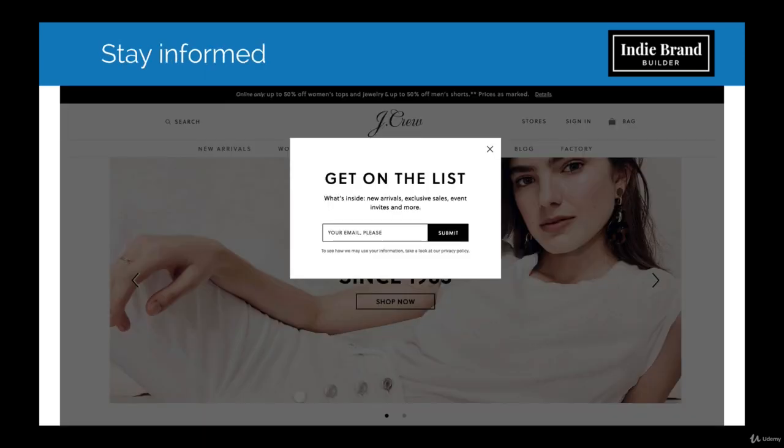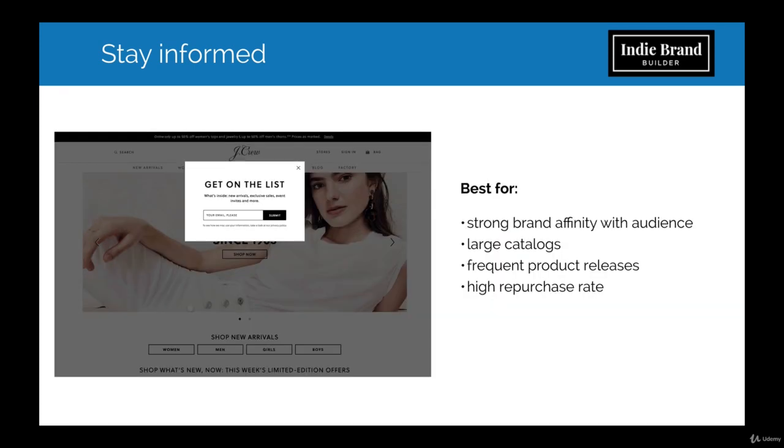So with the stay informed offer, essentially you're offering people the opportunity to receive updates from you on new arrivals, exclusive sales, events, and we're looking here at J.Crew's website. You're probably familiar with this brand. They're a fashion brand for men, women, and children. And so this is obviously a highly effective opt-in for them since they continue to use it. So this opt-in is going to be best for brands where there's a strong affinity with the audience already. So they'll typically have a large catalog. They'll be doing frequent product releases and sales, and there's a high repurchase rate.